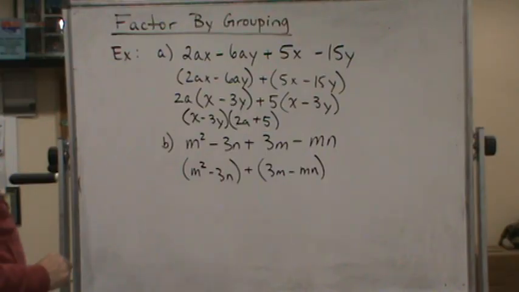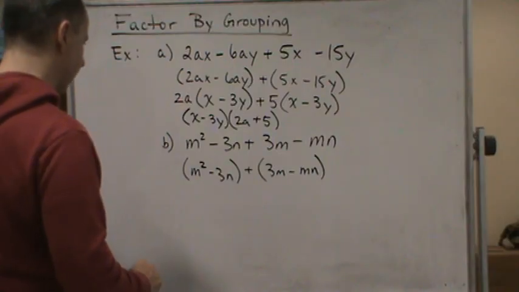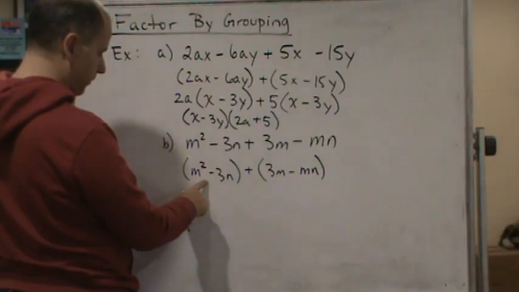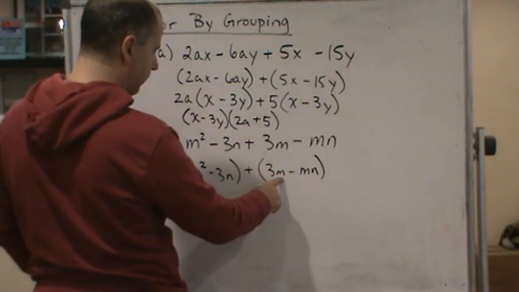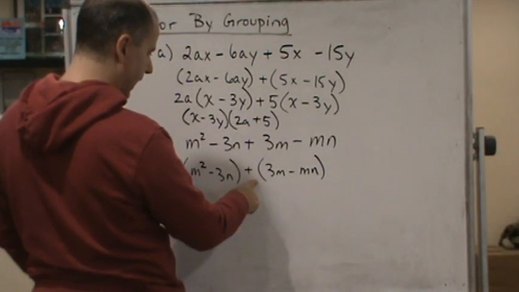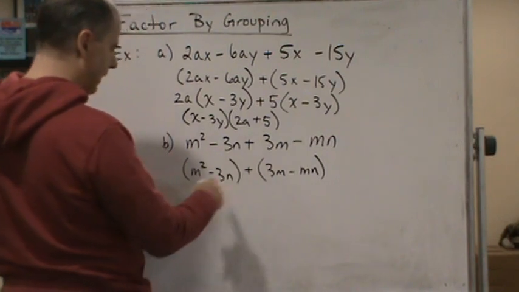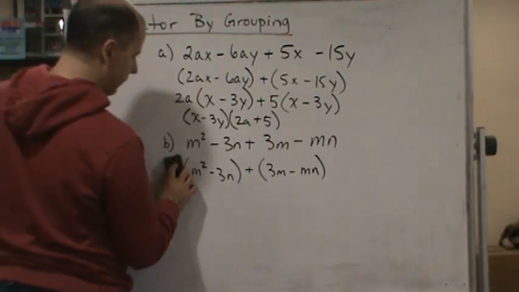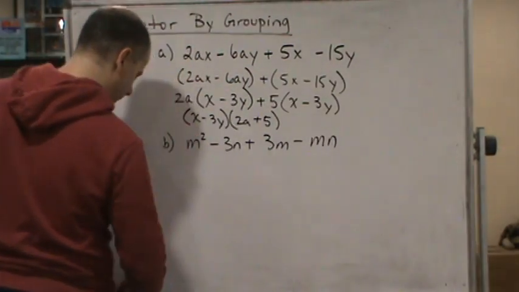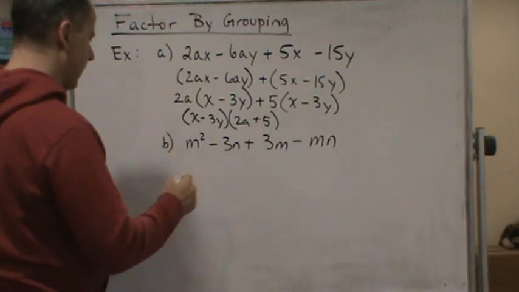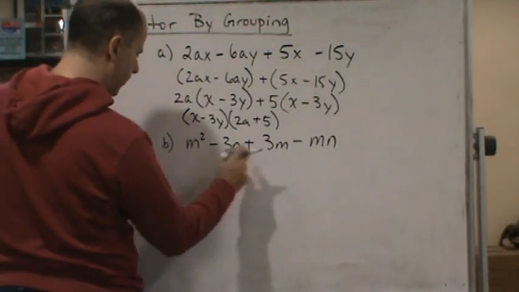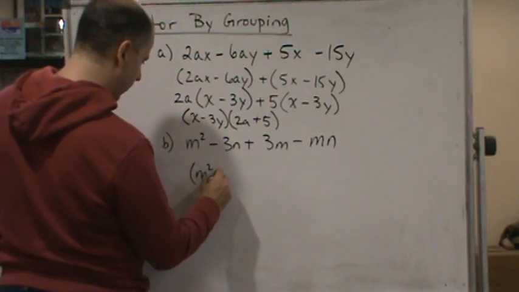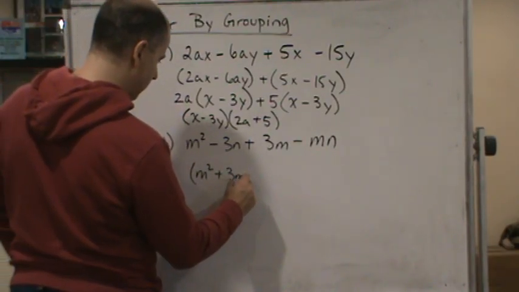Now, I can't factor out anything here. And here I've got a common factor of m. If I factor out the m, I don't get the same thing. So that didn't work. So let's do it a different way. Sometimes the groupings don't work the way we want them to. So let's put the 3m and the m squared together. So we'll do m squared plus 3m.